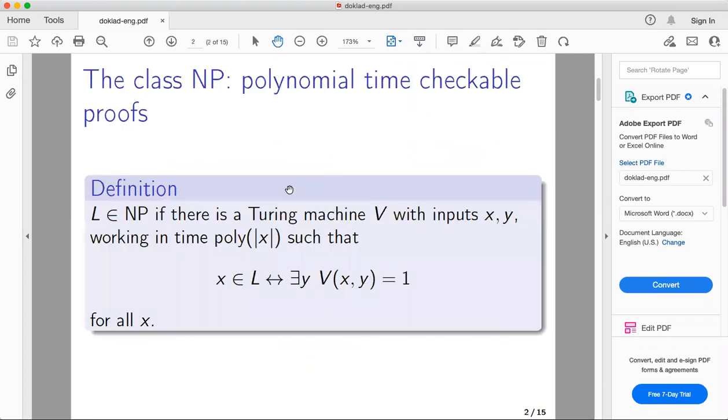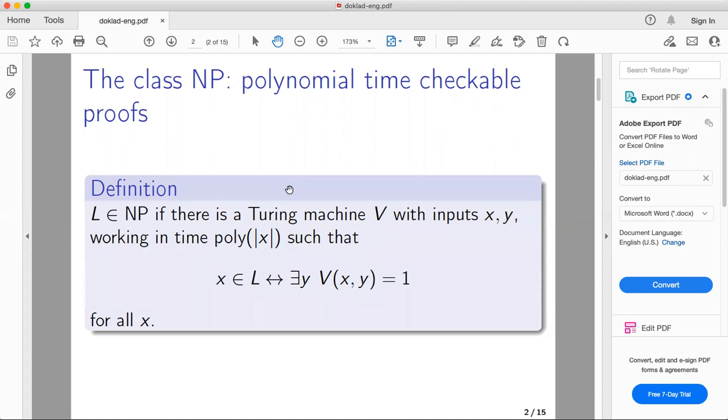I will start with a well-known definition of the class NP. Informally, NP languages are those for which there is an efficient proof-checking procedure. Efficiency means here that the length of the proof is bounded by a polynomial of the length of the input, and also the time needed to check the proof is bounded by a polynomial.